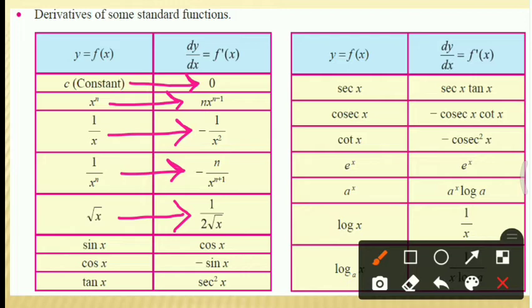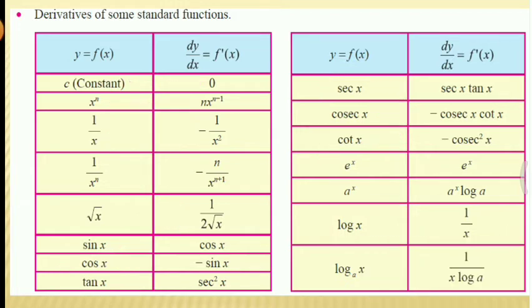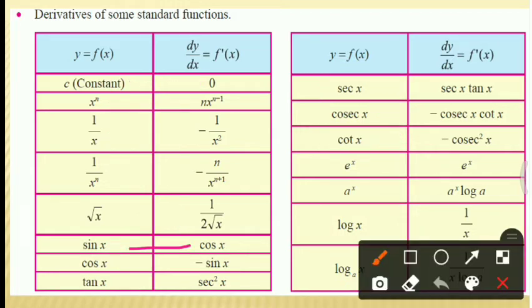Now consider the derivatives of trigonometric functions. Here are the trigonometric functions: sine, cos, tan, sec, cosec and cot. Derivative of sin x is cos x. Derivative of cos x is minus sin x. Derivative of tan x is equal to sec square x. Derivative of sec x is sec x tan x. Derivative of cosec x is minus cosec x into cot x. Derivative of cot x is minus cosec square x.